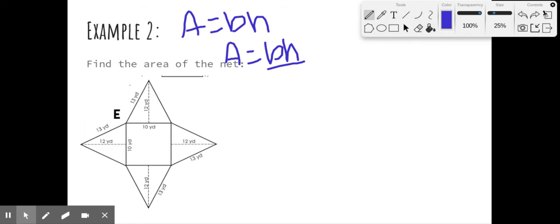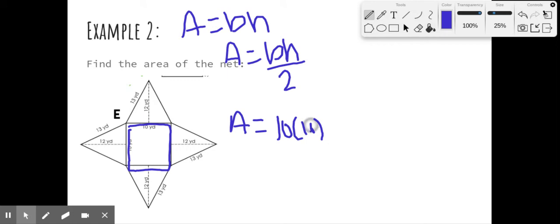Let's start with the square because it's easiest. So for the square, I'll do it in blue. It's just 10 times 10. It's a 10. That doesn't look like a 10. Try again. Better. 100. So the area of the square part is 100.